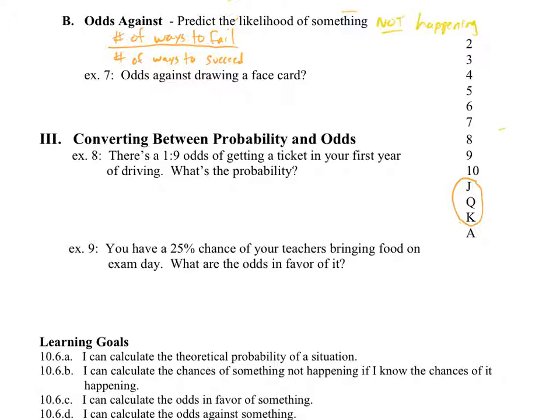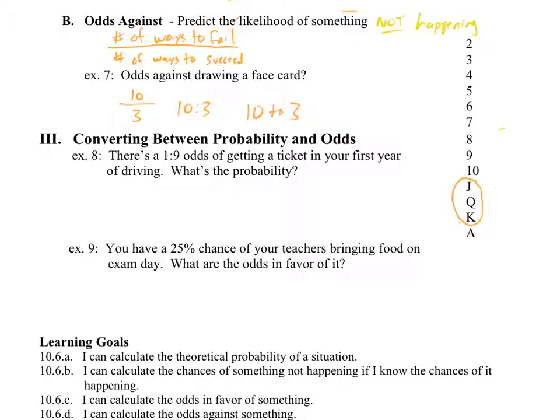So what's the odds against drawing a face card? Well, how many different types of cards could you draw and have it not be a face card, to fail to draw? So it'd be 10. Especially if you put the ace up there by the 2, it's a little easier to count. Ace to 10 is going to be 10 cards. The ways to succeed would be 3. So it'd be a 10 to 3, or you could do a 10:3. So those would be different ways you could do odds. So odds for, you put the ways to succeed on top. Odds against, ways to fail on top. Good?